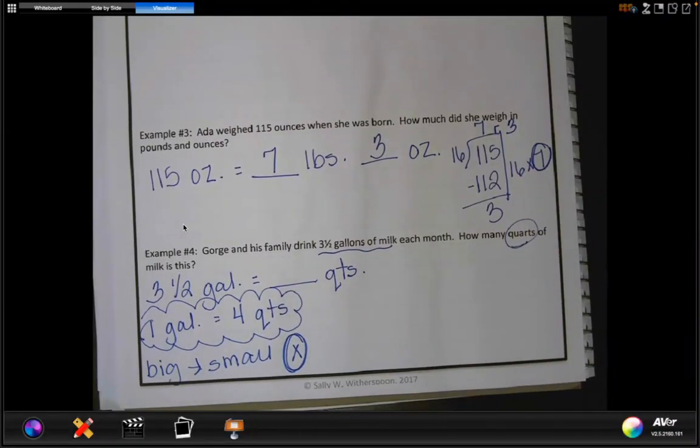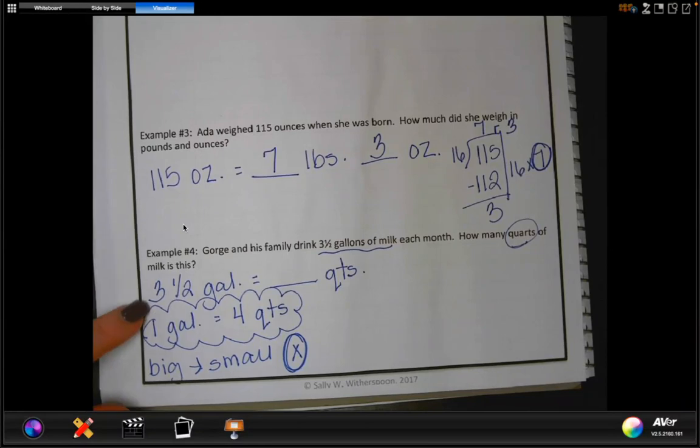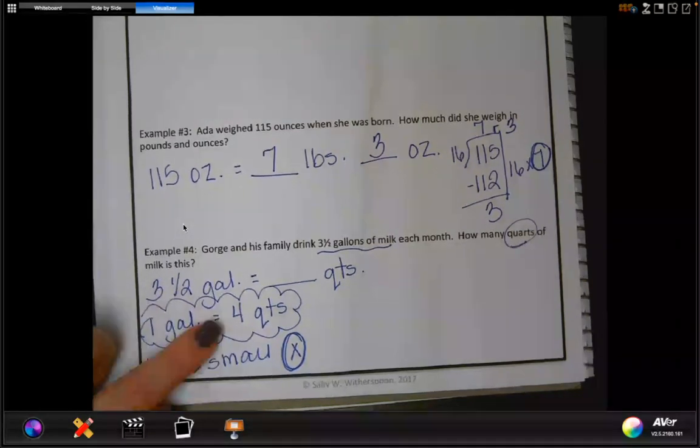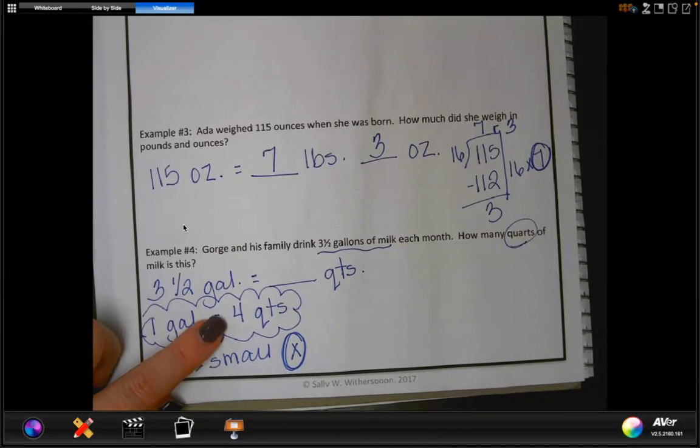Now, guys, I want you to listen to me carefully on this one. Yes, big to small means to multiply. But for number four, I don't really want you to multiply on this one, and the reason is I've not taught you how to multiply a mixed number times a whole number. I've not taught you how to do 3.5 times 4. You can't just do 3 times 4 and then 1/2 times 4. That's not how that works.